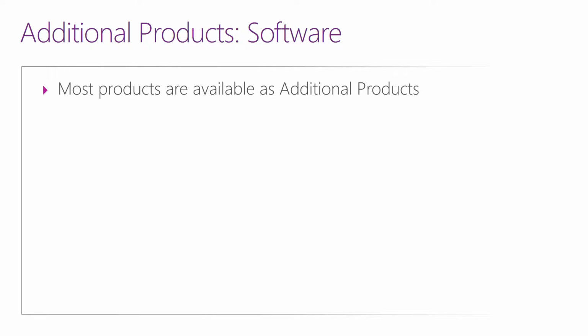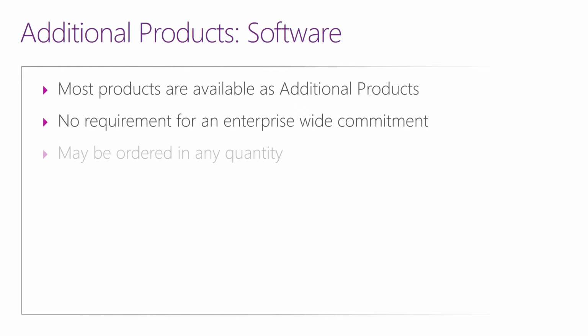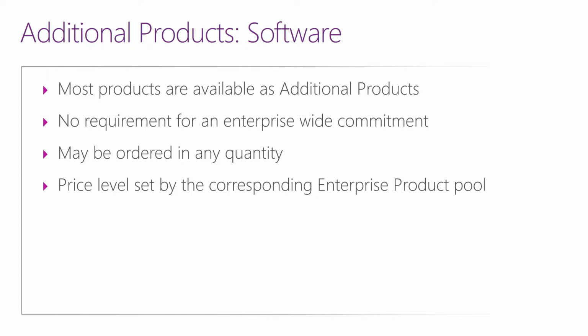We saw that there is a commitment required for the enterprise products, but this doesn't apply to additional products, and in fact, they may be ordered in any quantity. And how does pricing work for these products? Well, the price level is set by the corresponding enterprise product pool. So in Contoso's case, they've ordered 2,950 Office licenses, which means that they're eligible for level B pricing in the applications pool. Any additional products that they order that fall into the applications pool will be at level B.